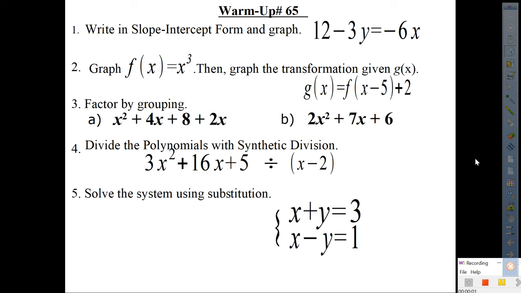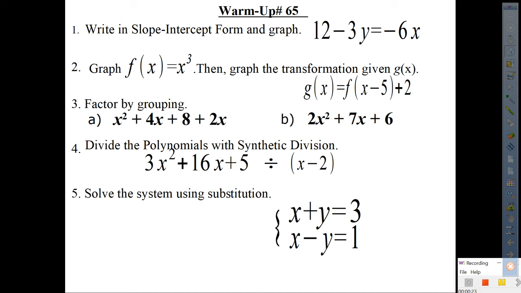All right, so once again, warm-up number 65 is on the screen. Number one, it says write in slope-intercept form and graph. We got 12 minus 3y equals negative 6x. Number two, it says graph f of x equals x cubed. Then graph the transformation given by g of x. And they give us g of x equals f of x minus 5, close parentheses, plus 2.